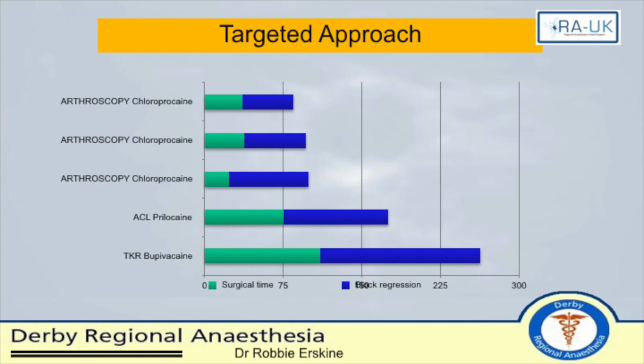So this is what we see when we get a targeted approach. You're using chloroprocaine for your arthroscopies, a much shorter regression time, much quicker ambulation, much happier day case staff, much happier patient. The ACL, you might use prilocaine. We're moving on with this, and some of them are getting chloroprocaine, and I'll talk about that. And the knee replacement at the time was still getting bupivacaine. But again, the spinal suits the length of the procedure.